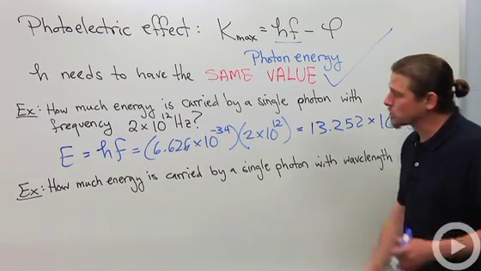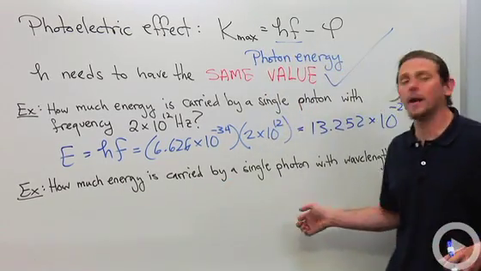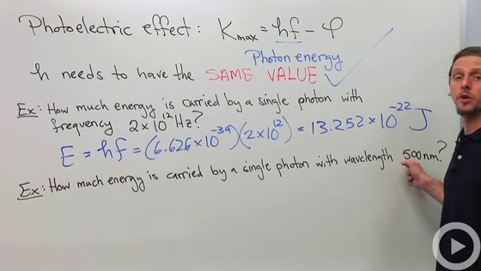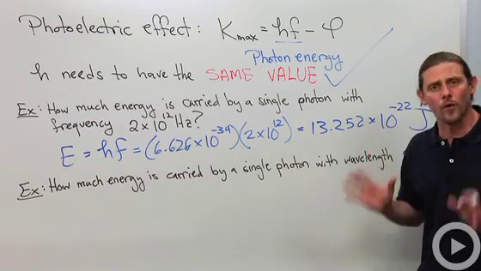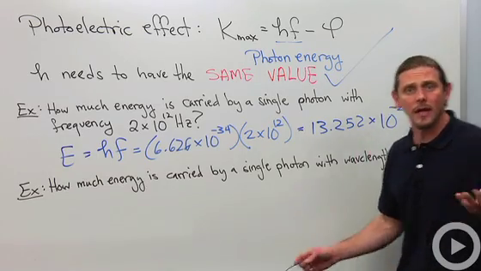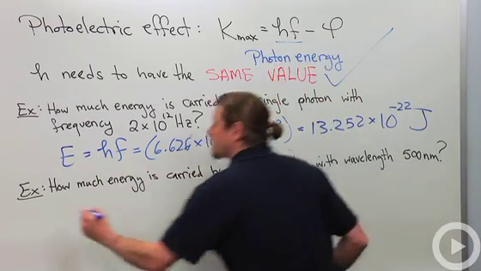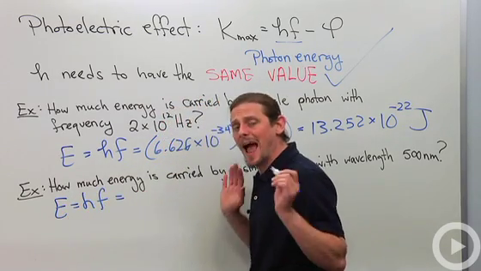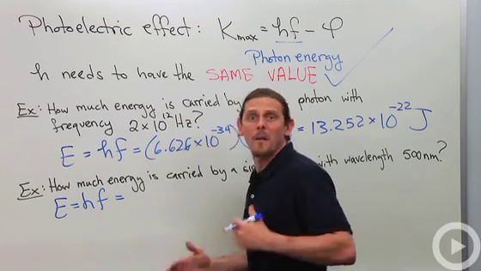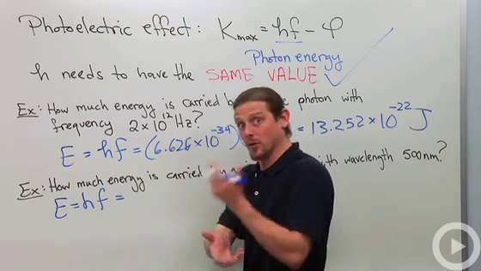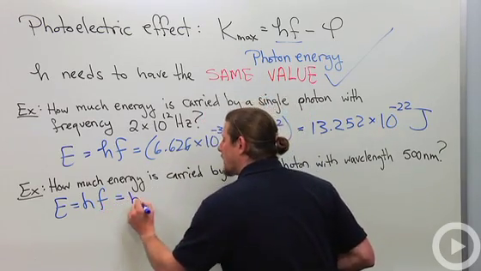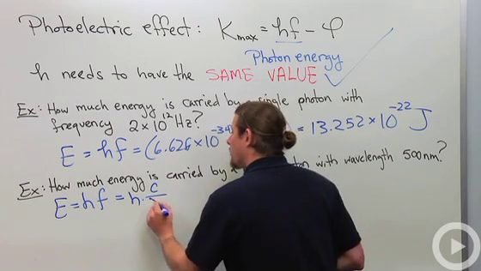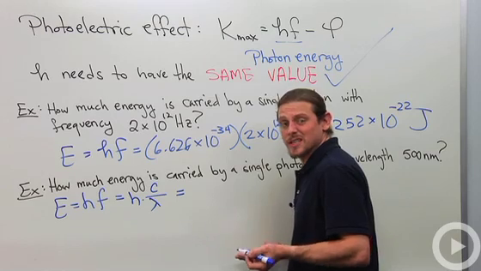All right, let's do another one. How much energy is carried by a single photon? This time, I'm not giving you the frequency, I'm giving you the wavelength. So we've got to get the frequency in order to use E equals hf. Frequency and wavelength are related by frequency times wavelength equals the speed of light. So that means frequency is the speed of light divided by the wavelength. And now it's just easy.